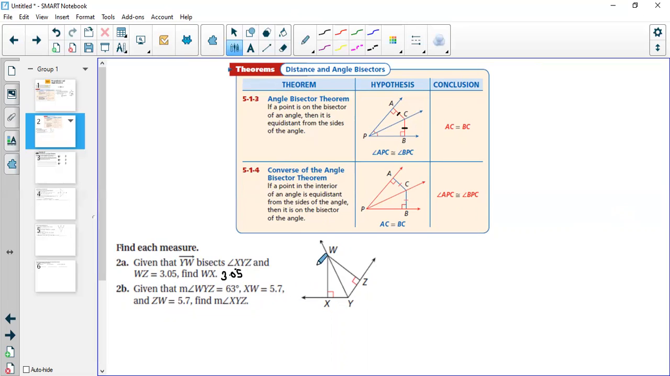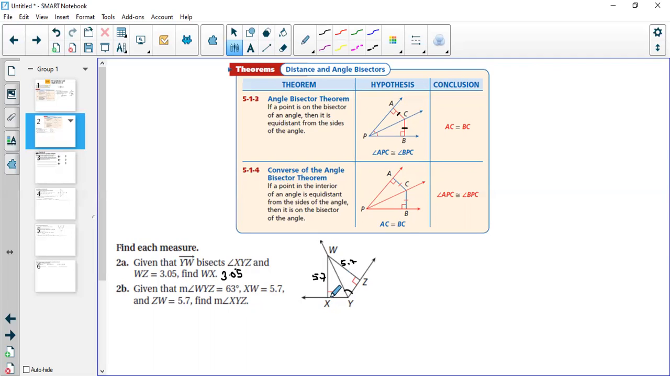Next question, given that the measure of angle WYZ is 63 degrees. So which angle? WYZ. This angle is 63 and XW is 5.7. So WX is going to be 5.7. And ZW, of course, is going to be 5.7. So this is the converse of the angle bisector theorem.